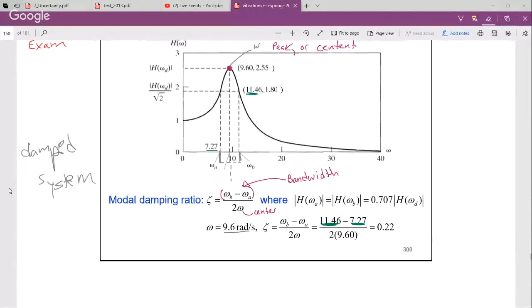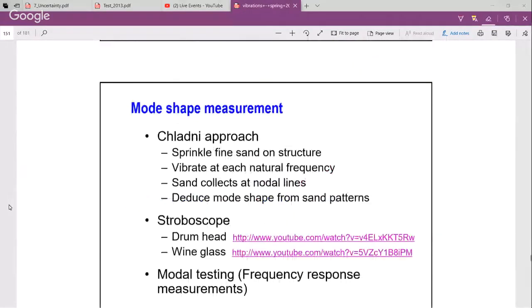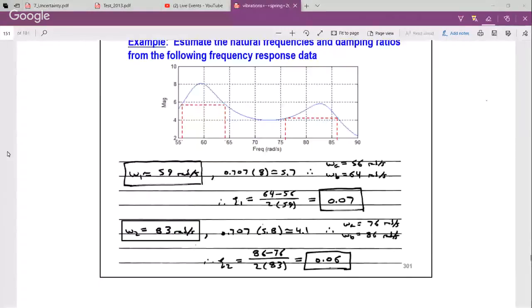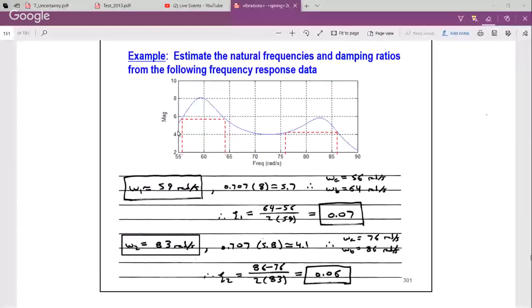All right, so that was a simple example. Here's one that's a little bit more involved. Estimate the natural frequencies and damping ratio.